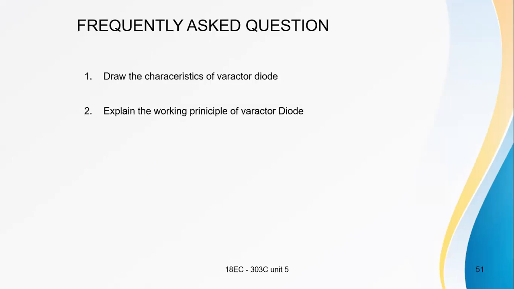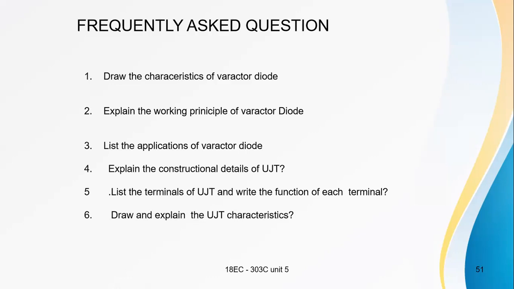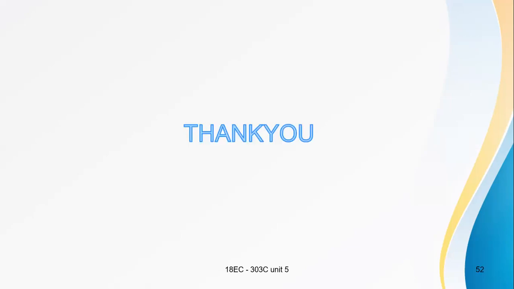What are the questions we can expect from today's topic? From varactor diode: draw the characteristics of varactor diode, explain the working principle of varactor diode, and list the applications of varactor diode. And from the UJT topic, we can expect questions like explain the constructional details of UJT, list the terminals of UJT in short answers and write the function of each terminal, and explain the UJT characteristics. Okay, with this, the session is over.